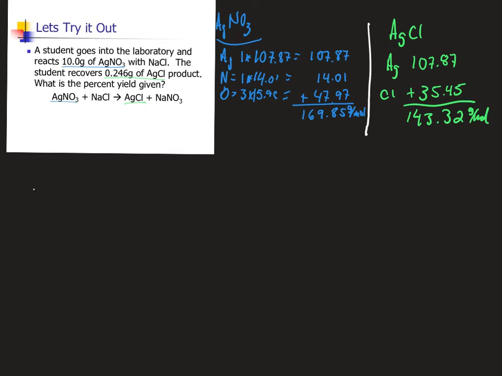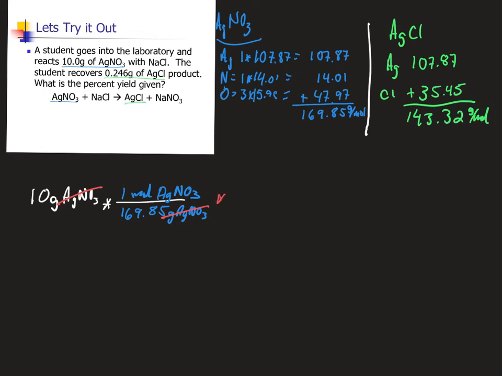Now, just like always, I'm going to start with what I'm given, and in this case, it is 10 grams of silver nitrate. And when in doubt, convert to moles, just like we always do. And I need to use my molar mass of my given to do that. So I add my molar mass of my given, and I can see that my labels start canceling out.